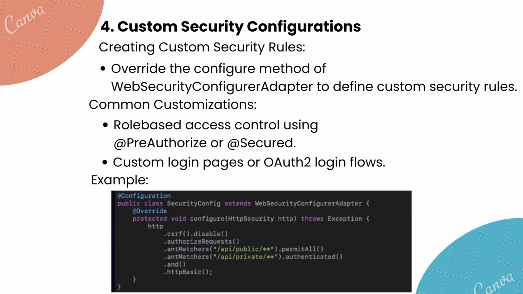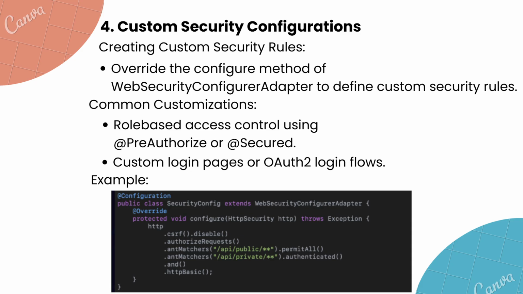Real life flow. Admin access: admin logs in with the username admin and password admin123 to manage users. Customer login: customers log in using their Google accounts. Token based API access: after login, users receive a JWT token and use it to securely access private APIs. Public versus private APIs: public APIs like /api/public/help are accessible to everyone. Private APIs like /api/private/account require the user to log in first.